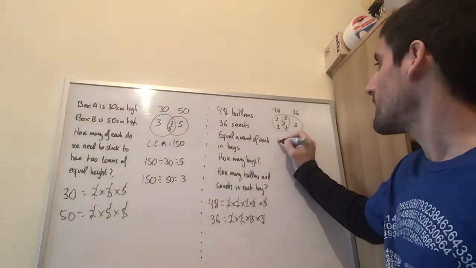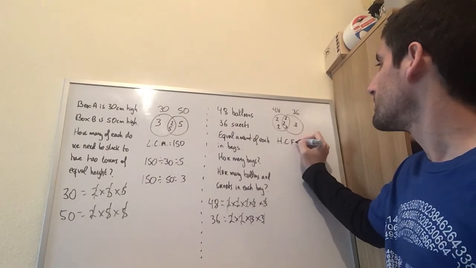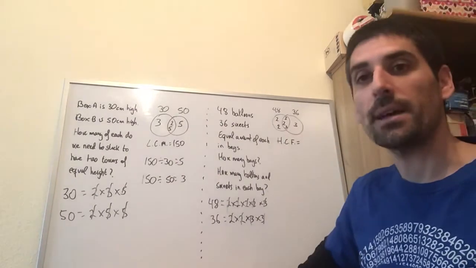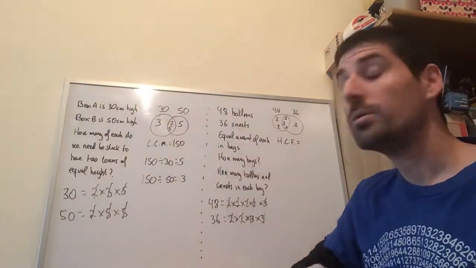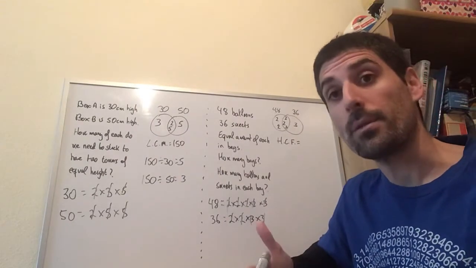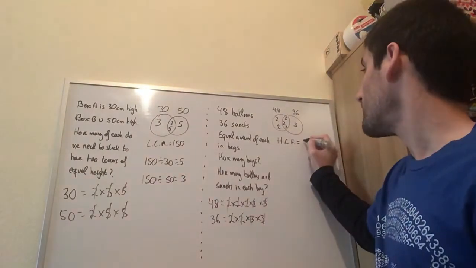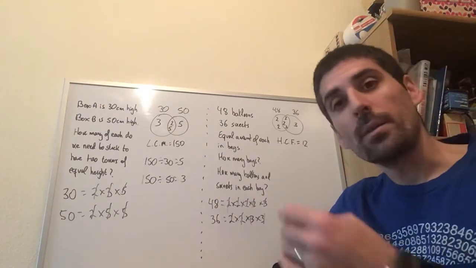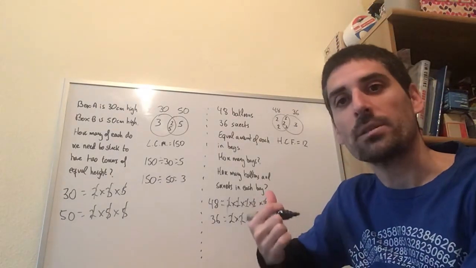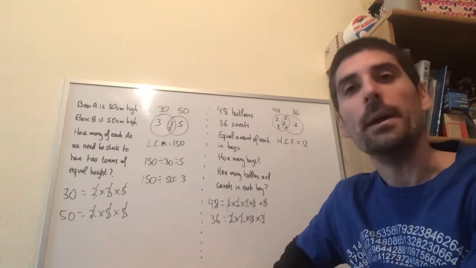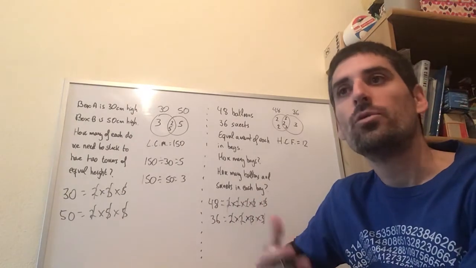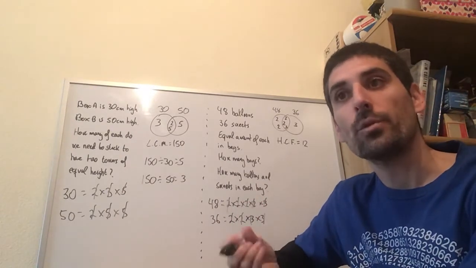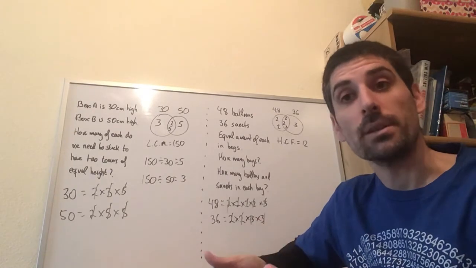So the highest common factor of 48 and 36 is going to be 2 multiplied by 2 multiplied by 3. So that's 12. There you go, 12. Now what does the 12 mean in the context of the question I've got here? It means that we're going to have 12 bags. We're going to fill 12 bags with balloons and sweets.